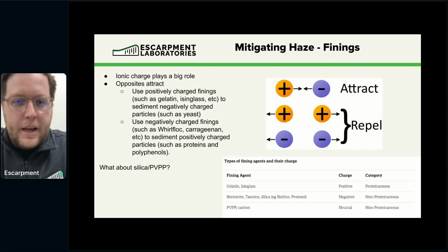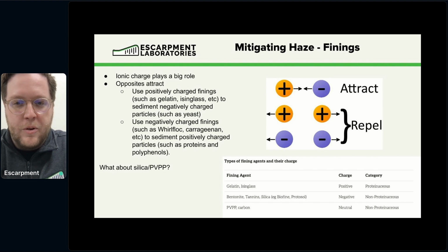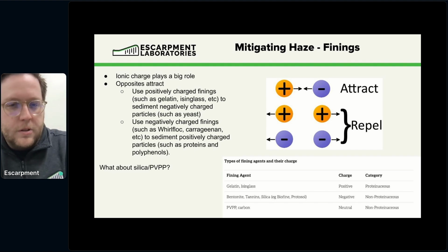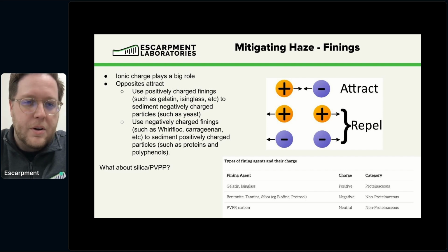So how do we mitigate haze? One great approach is findings. Another option is time. Often things will settle out over time. So if you look at super traditional lagering methods, that's what's going on. But we do have some technological solutions, some of which are quite old, that we can use to speed the process along and make your beer clearer.